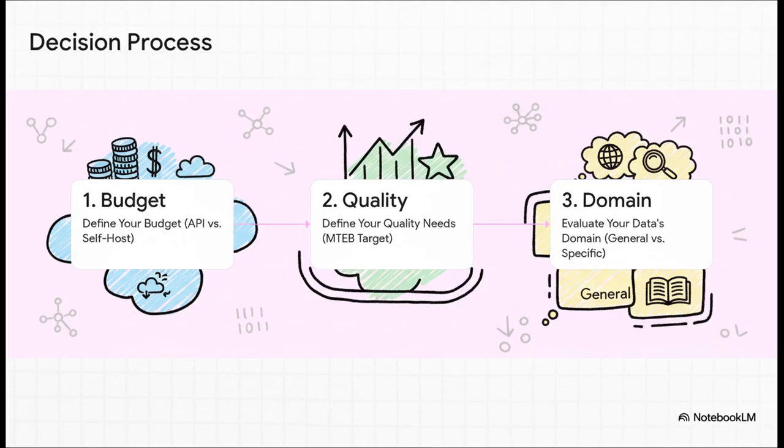First, figure out your budget. Are you willing to pay for an API, or do you need to self-host? Second, what level of quality do you actually need? Are you building a quick demo or a state-of-the-art production system? And third, take a hard look at your data. Is it general stuff, or is it highly specialized?